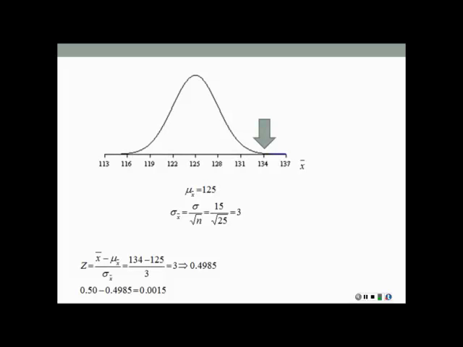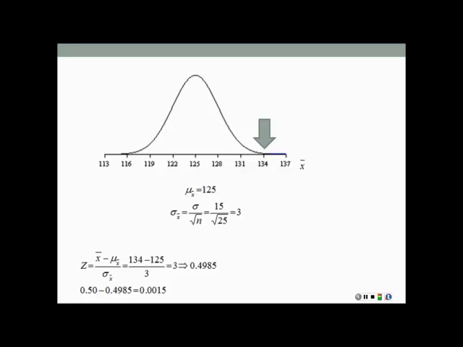So here I've sketched everything out for this problem. The mean of the x bars, or of the population, is 125. The standard deviation was 15, sample size was 25, so the standard error is 3. Looking at the calculations down here, sample mean minus the mean of the sampling distribution, 134 minus 125, that's 9. That's 3 standard errors away from the mean. Now we can go all the way back to the empirical rule. If you go plus or minus 3, you've included almost everything. And if you look at 3 in the table, you're going to get 0.4985.